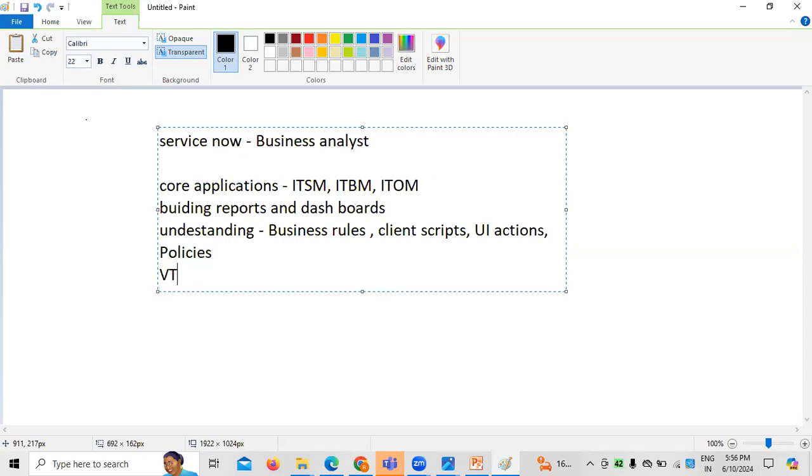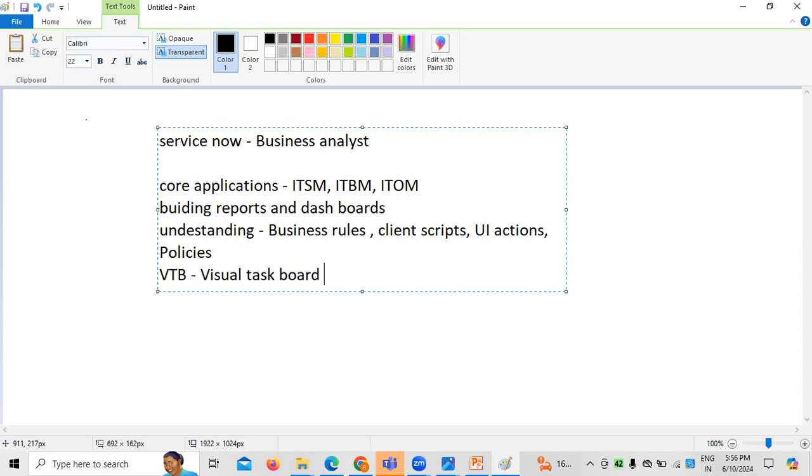Next, we should have knowledge of VTB as well, because the introduction about the VTB was already given at the beginning, if you remember. The VTB, again I'm repeating, is called a visual task board, which means if you want to perform any kind of task for visualization purposes. So you want to set up and manage these VTBs, so that whatever the progress of tasks happening within ServiceNow can be seen here.